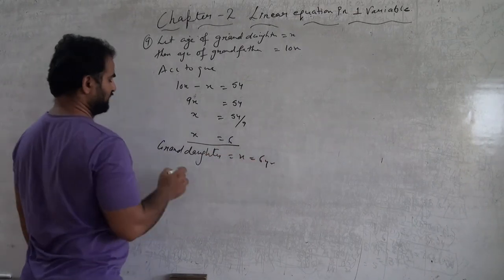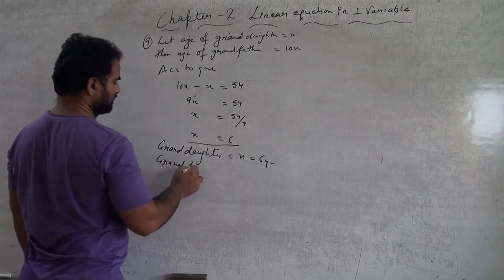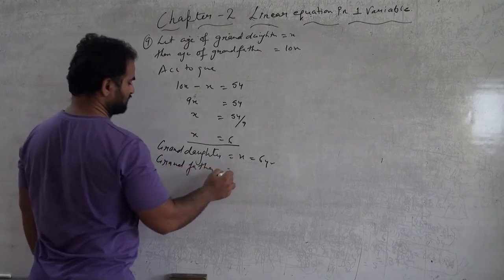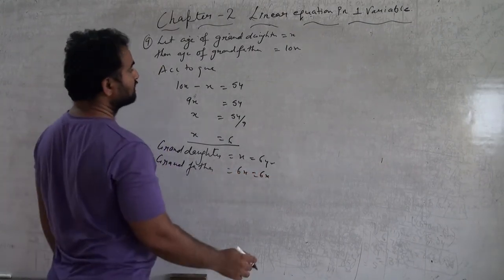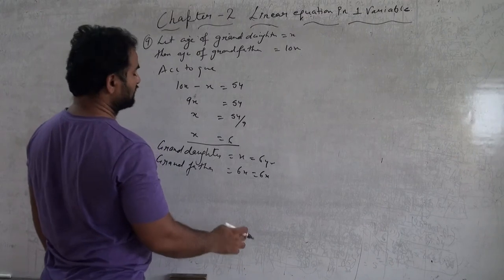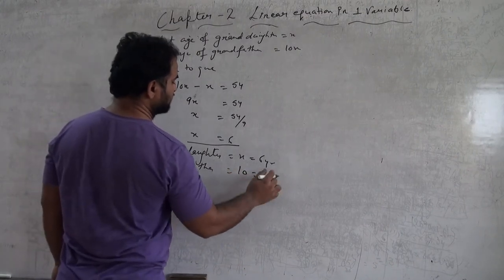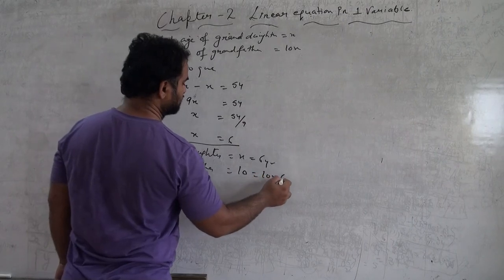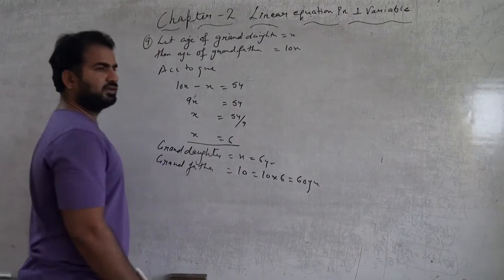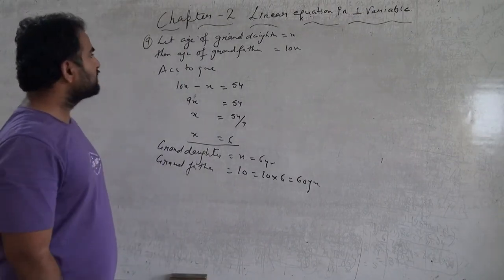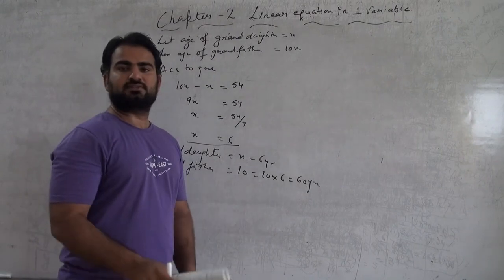So granddaughter is 6 years old and grandfather is 10x. So it will be 10 into 6 equals 60 years. Okay. So granddaughter is 6 years and grandfather is 60 years.